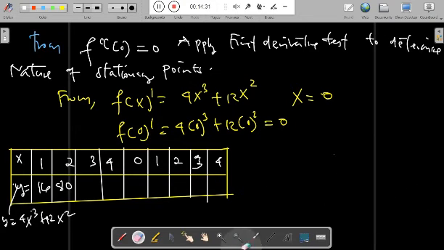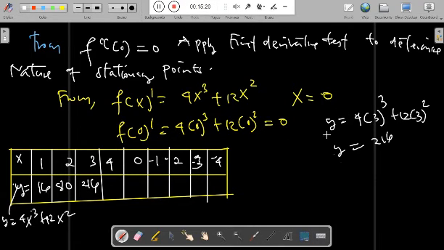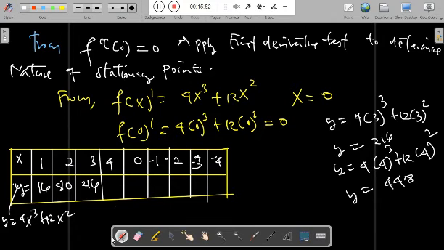And when we plug in 3 to the function, plugging into 4x^3 + 12x^2, the answer will be equal to 216. The same applies when we plug in 4: we obtain the answer 448.